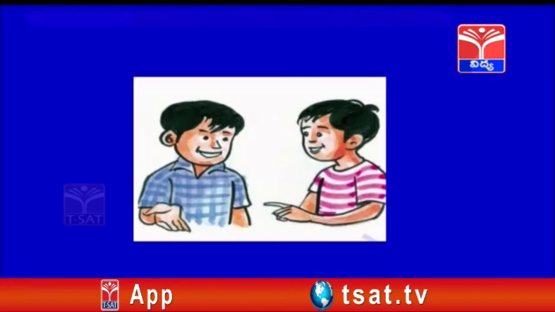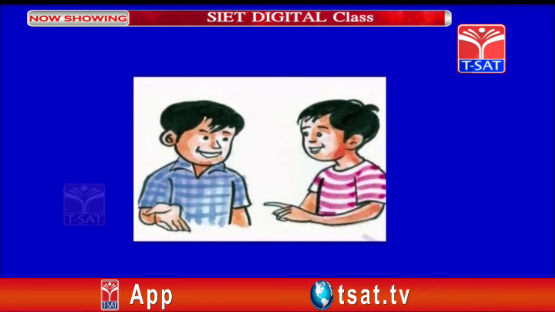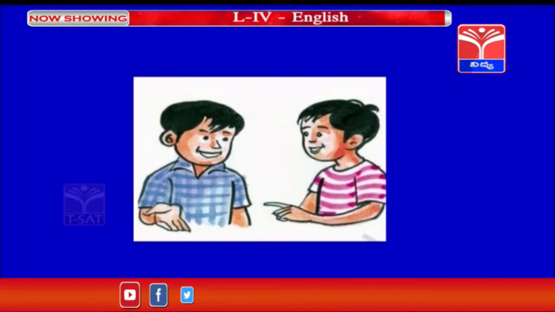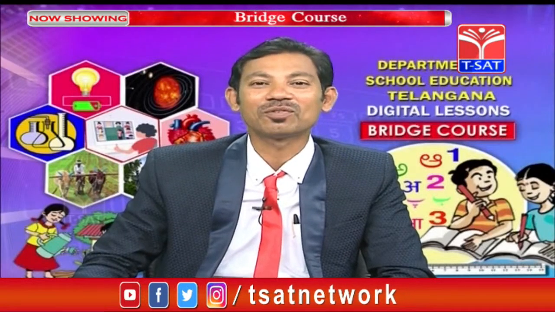Let us look at the picture. What are the two children doing in the picture? They are talking to each other, right? What is this talking with each other called? It's called a conversation. Let's look at one more picture.